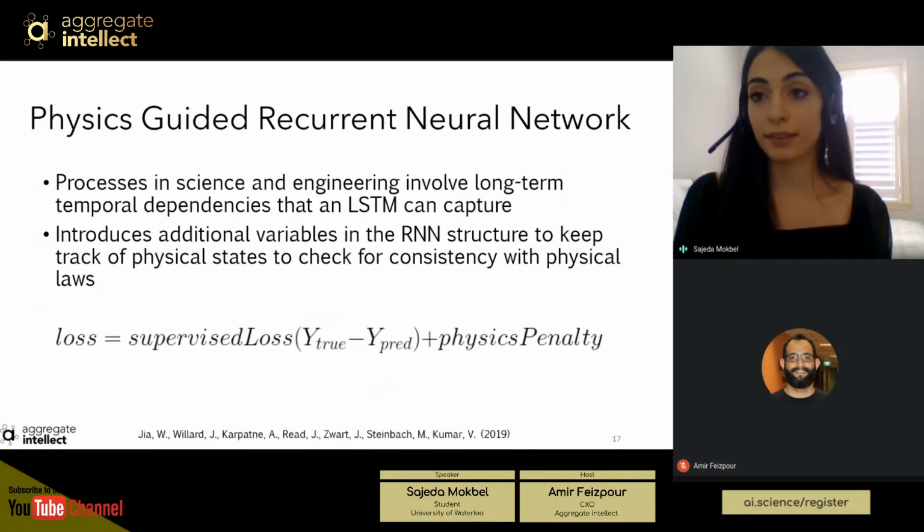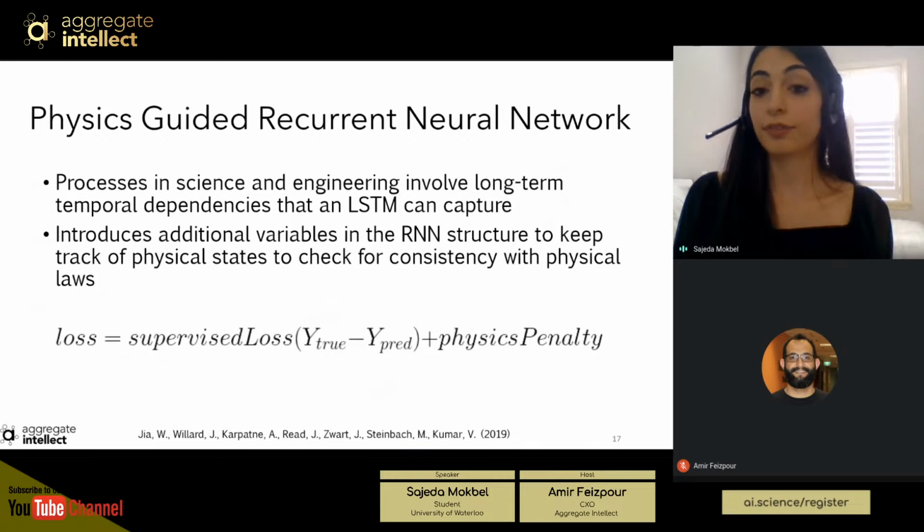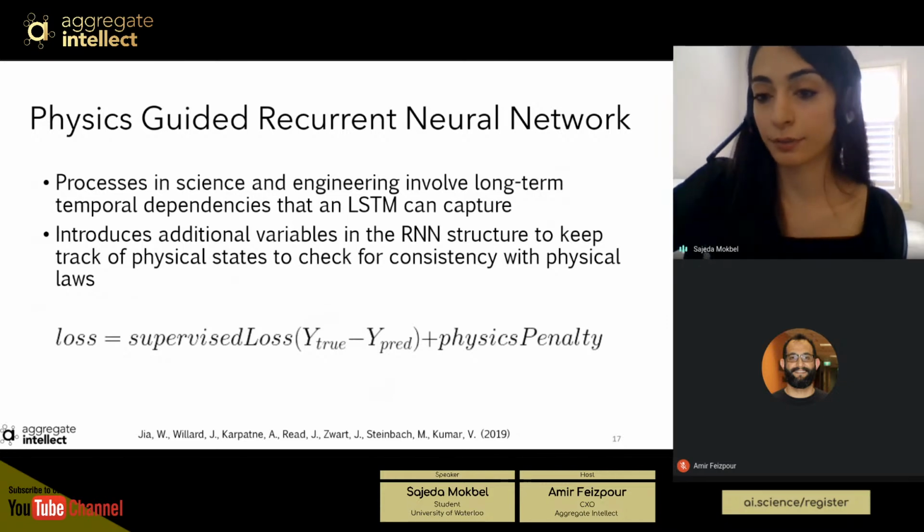Lots of processes in science and engineering have long-term temporal dependencies that a long short-term memory model can capture. So it introduces additional variables in the recurrent neural network that keep track of the physical states so that it can check for consistency with the physical laws. And it does this by adding a physics penalty to the loss to ensure that energy is always conserved.